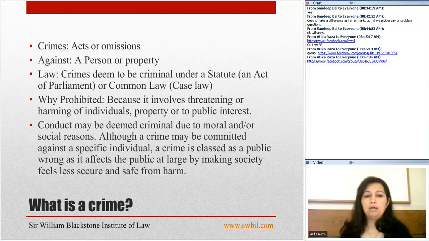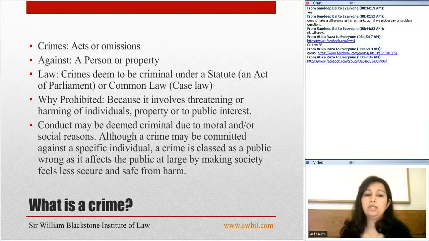Conduct can be deemed criminal for a few reasons. It could be moral and also social reasons. In some laws, like certain EU laws, morality is involved in making the law. If something is against somebody's morals, it doesn't necessarily have to be a crime, but there are certain things that are against morals. Maybe just a few people consider it against their morality, but it's still a crime. Okay.